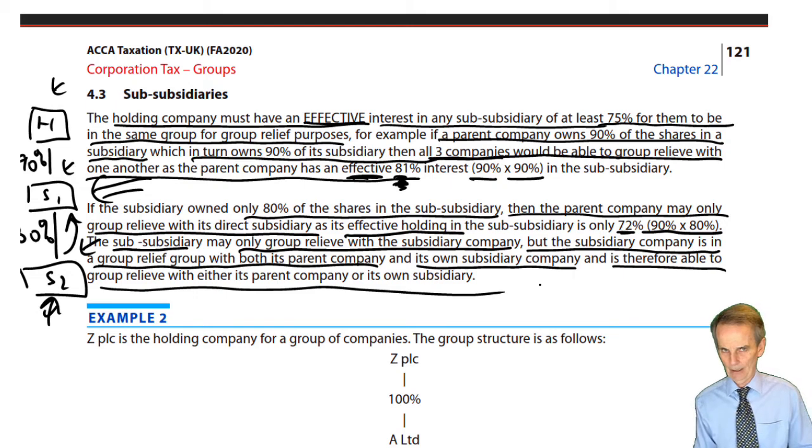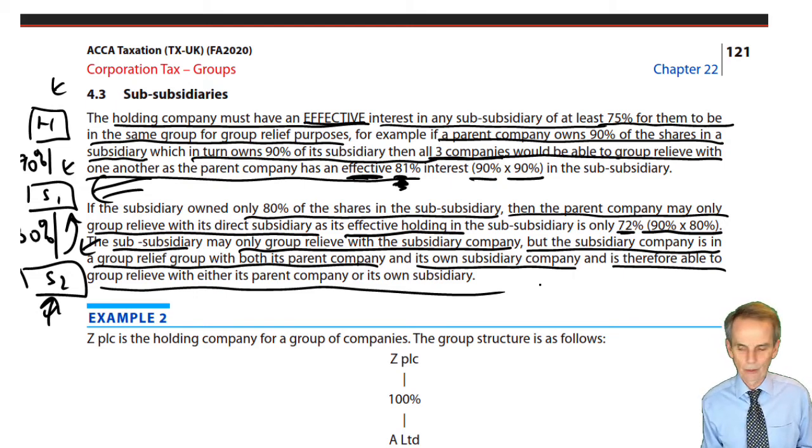So we've got to be careful here. If you've got just 100% shareholdings, you don't have a problem when it comes to indirect subs. Of course, you have an effective 75%, and therefore any of them can group relieve with any other. But we've got to look very carefully where there are minority interests, so the parent company doesn't wholly own, doesn't have 100%. There are other shareholders. We need to check that out to find out who is able to group relieve with whom. And there may be different group structures within the overall group.